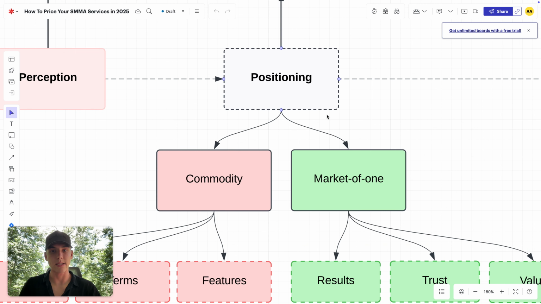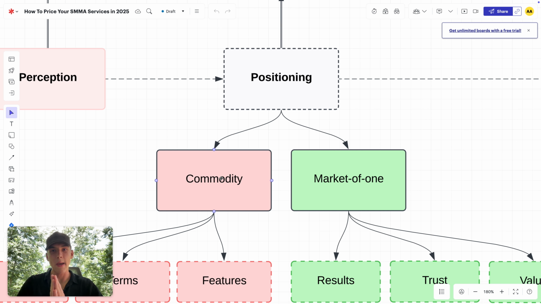The first one is positioning. How are you positioned in the market? You could be a commodity or you can be in a market of one. A commodity is where a person looks at your agency, looks at another agency and thinks these two are completely equal. I'm just going to go for the cheaper one. That is exactly where you don't want to be.